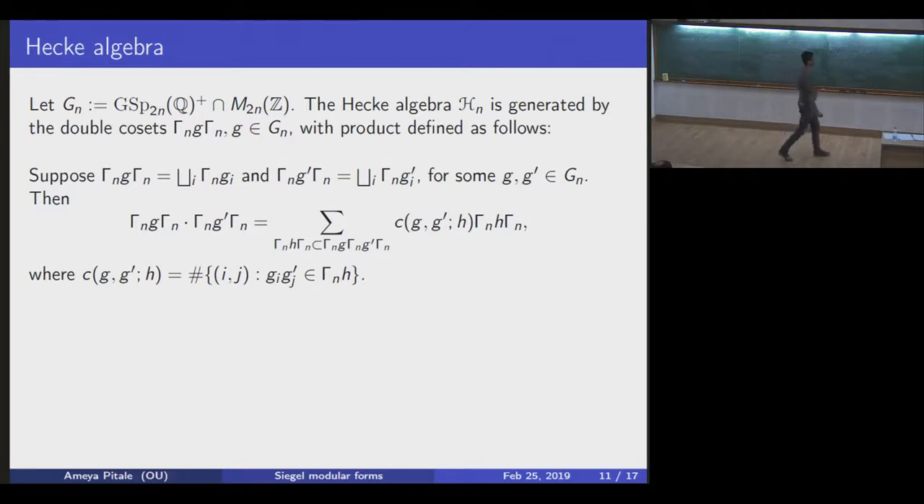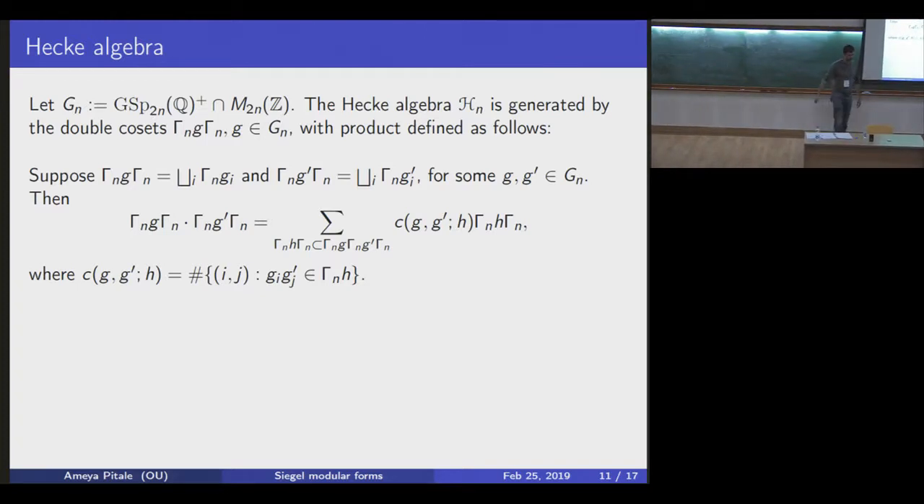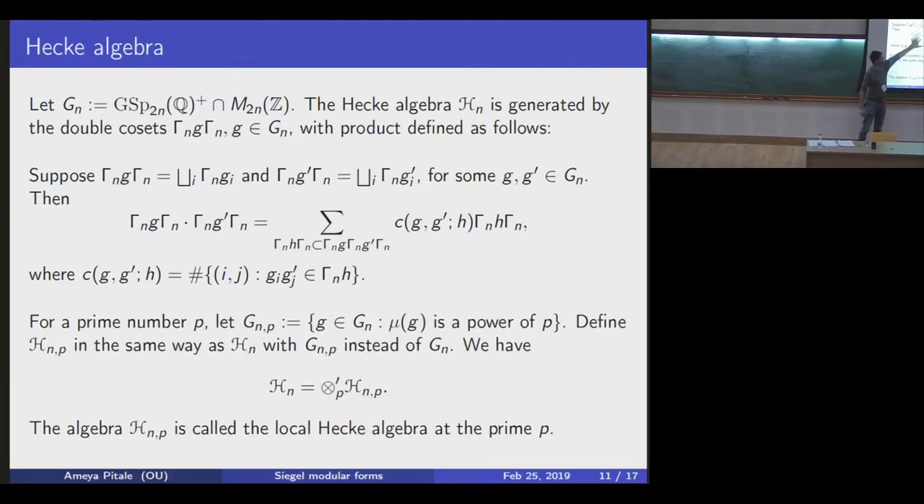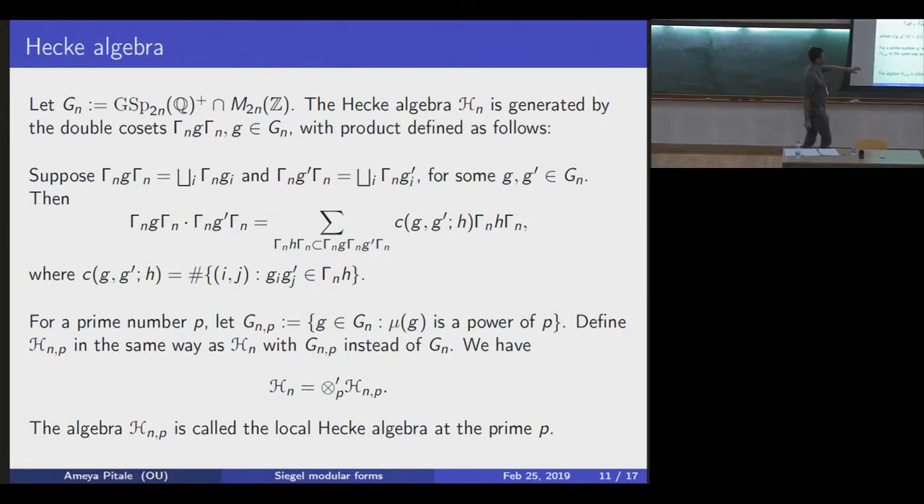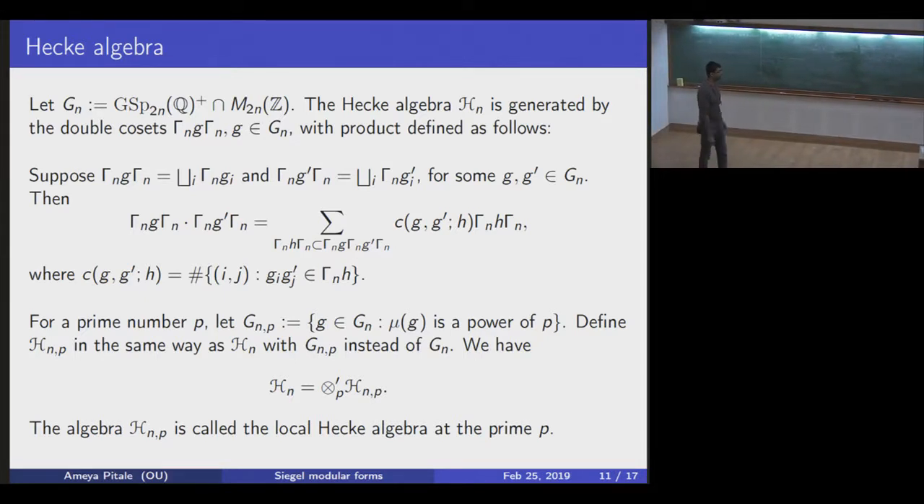What we want to do is, for any prime p, instead of Gn, I can look at only those whose similitude is a power of p. Those are called Gnp. Using those, I can get a sub-algebra, which I write as Hnp. This is the local Hecke algebra at a prime p. The first very important thing is that your Hecke algebra can be written as a product of the local Hecke algebras. So you have a very nice decomposition.